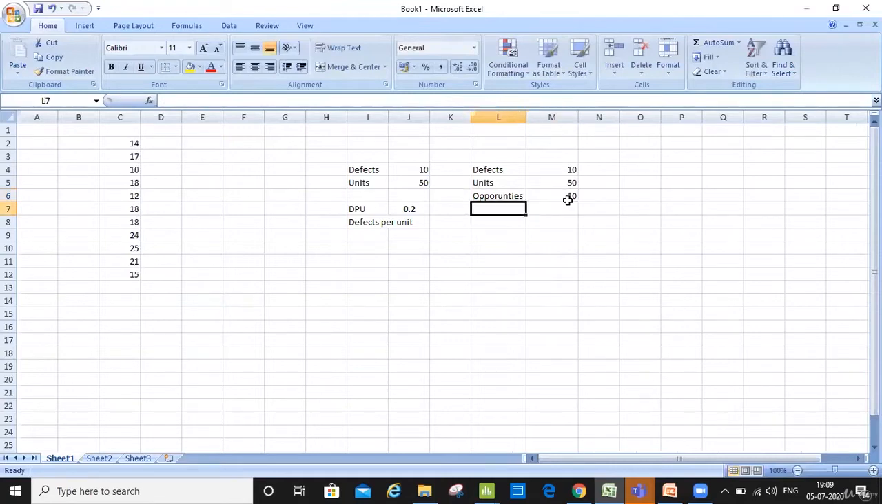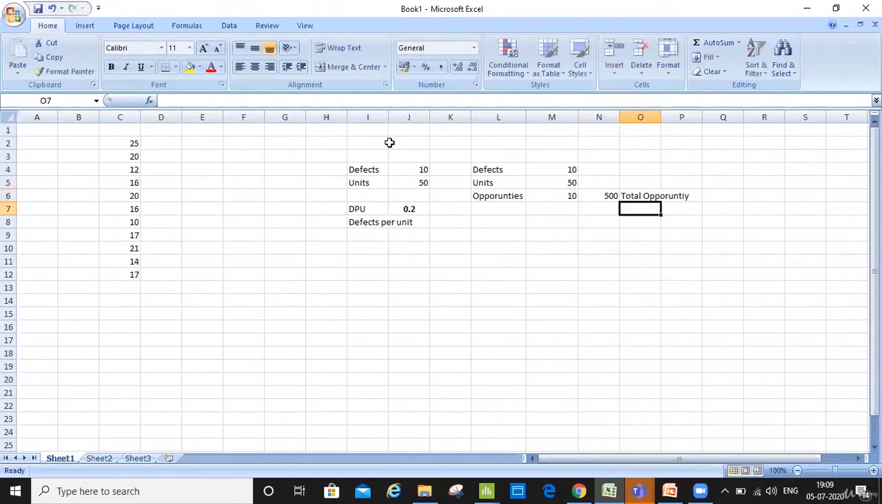Now opportunity here means that in the 50 units that I produced, there are 10 opportunities on each one of them, which I'll be measuring to say whether this product is good to go or not. So in total, there are 500 opportunities. How I've calculated is I multiply 50, which is the total number of units, by the 10 opportunities. So this 500 would be my total opportunity.